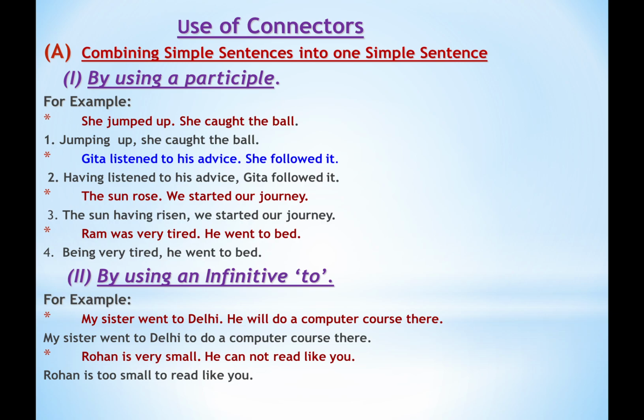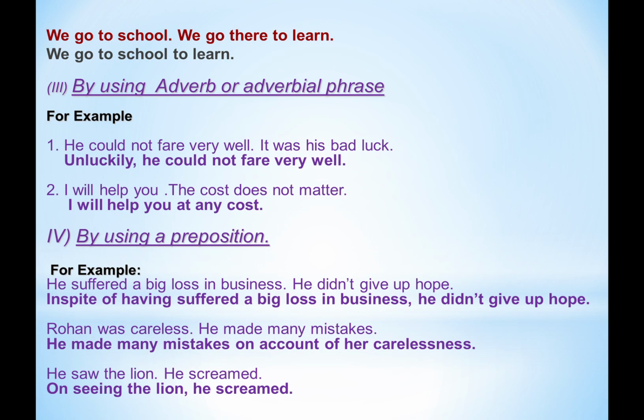By using an infinitive to. For example, my sister went to Delhi. She will do a computer course there. By mistake, he is written; read it as she. My sister went to Delhi to do a computer course. Rohan is very small. He cannot read like you. Rohan is too small to read like you. We go to school, we go there to learn. We go to school to learn.